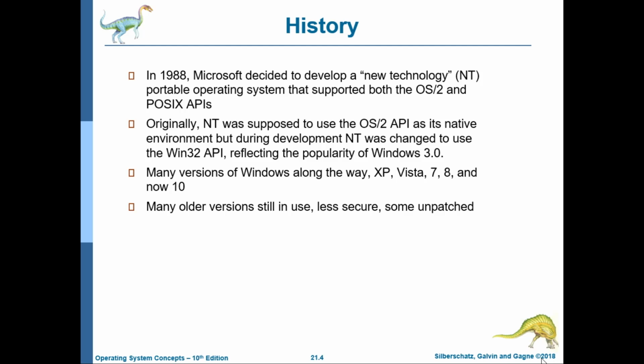For the history, in 1988, Microsoft decided to develop a new technology, or NT. It's a portable operating system that supported both the OS/2 and POSIX APIs, or application programming interfaces. OS/2 is Operating System/2. Originally, NT was supposed to use the OS/2 API as its native environment, but during development, NT was changed to use the Win32 API, reflecting the popularity of Windows 3.0. There are many versions of Windows along the way, which include XP, Vista, 7, 8, and now 10.